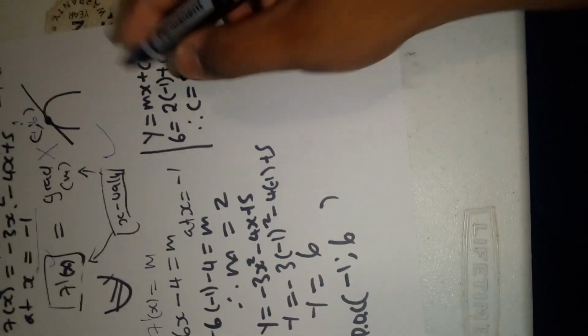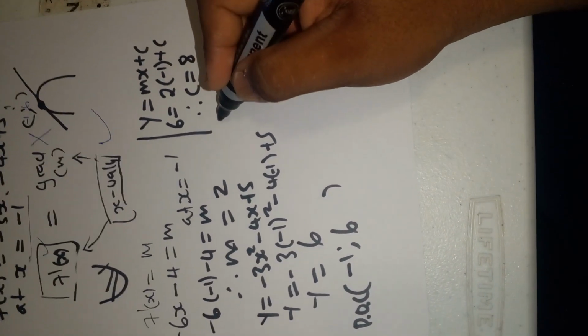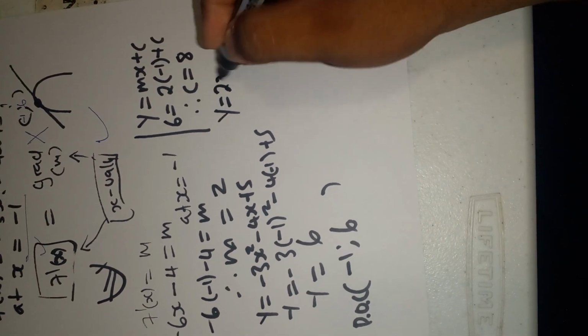Therefore c is equal to 8. -2, when it goes to the other side, you add. So therefore my equation is y equals 2x plus 8. Can you see how easy it is? Can you see how it is?